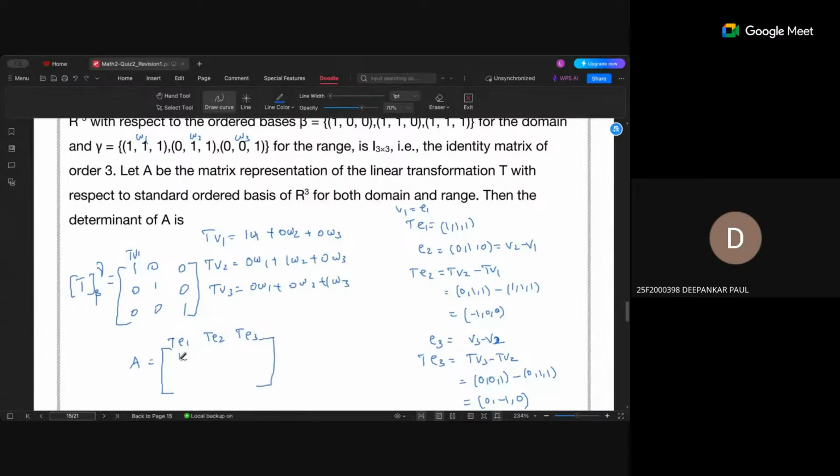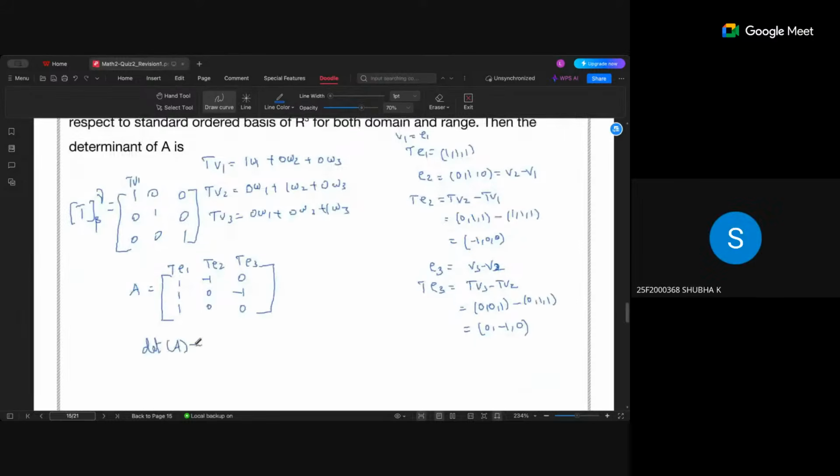Ma'am, 1 1 1, minus 1 0 0, 0 minus 1 0. Okay, so what's the determinant of A? It's T3 minus T2, which is 1, right? So the answer is 1.